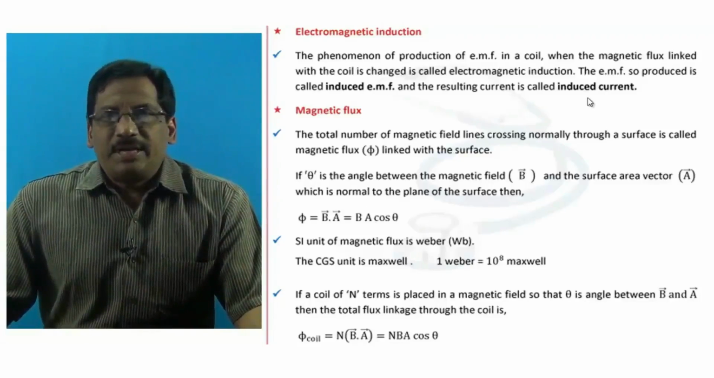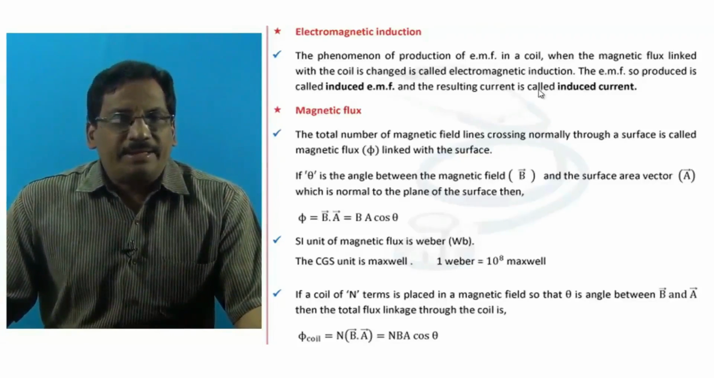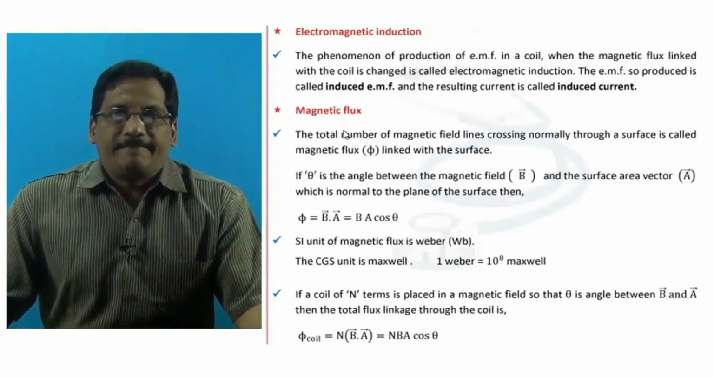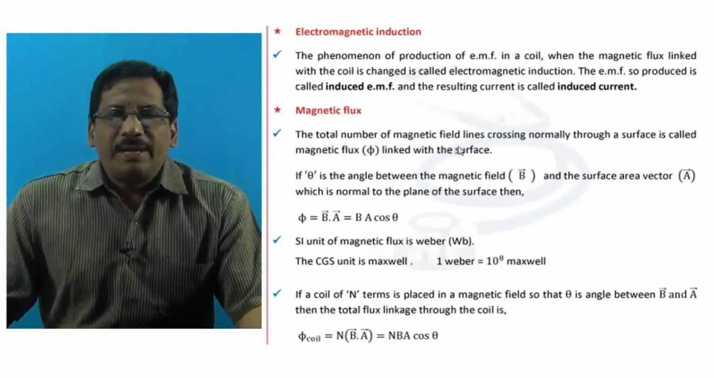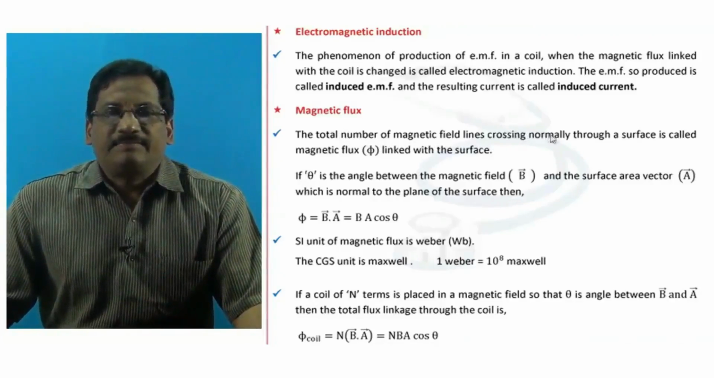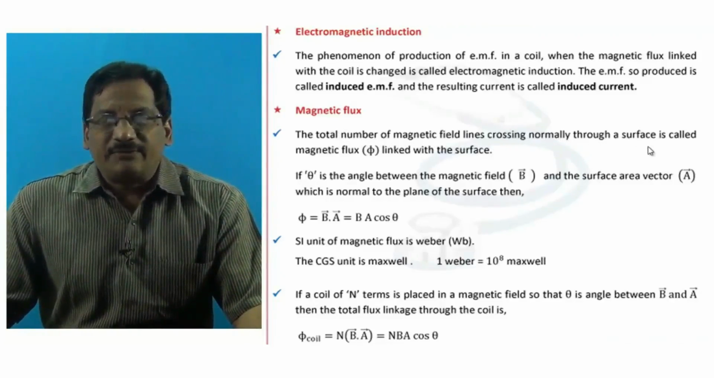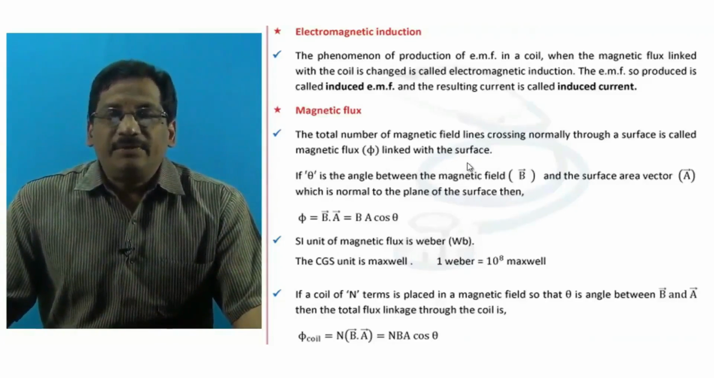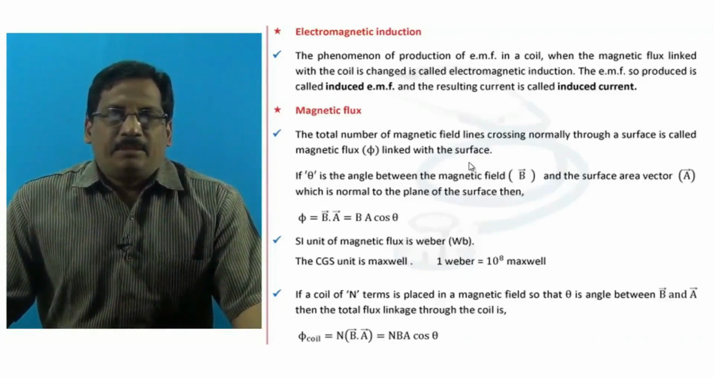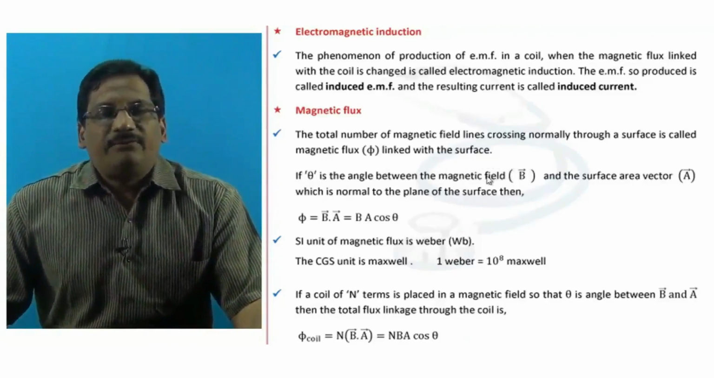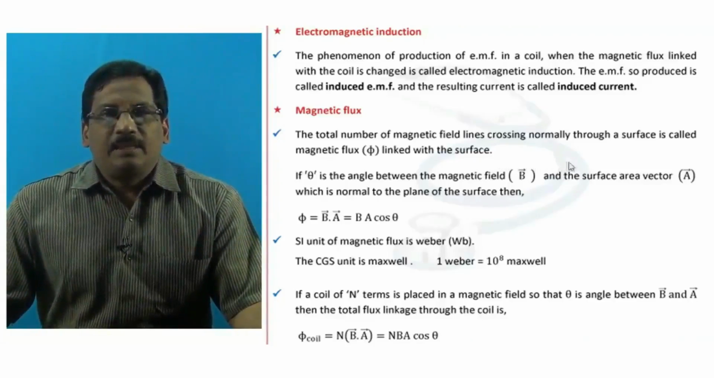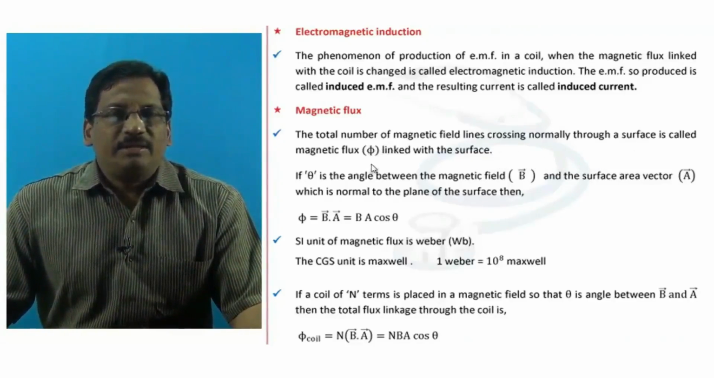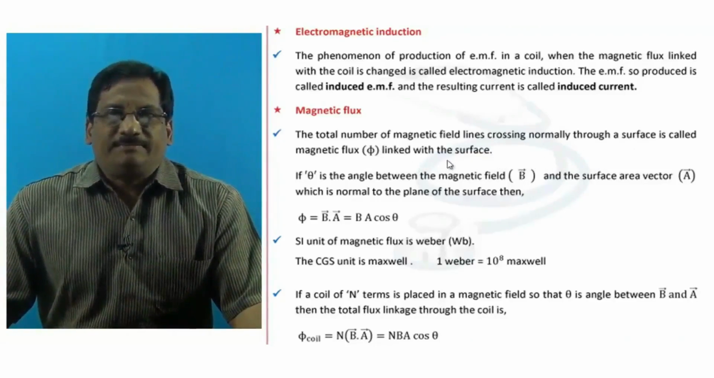Now, to understand more about this phenomenon of electromagnetic induction, let's first define what is magnetic flux. The total number of magnetic field lines crossing normally through a surface is called the magnetic flux, denoted by phi, linked with the surface. I repeat, the total number of magnetic field lines crossing normally through a surface is called the magnetic flux linked with the surface.